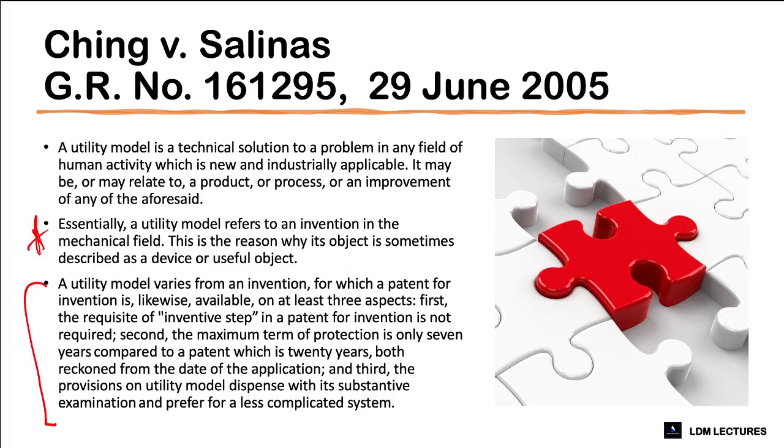At pangatlong difference nila, the provisions on utility model dispense with its substantive examination and prefer for a less complicated system. So sinabi na natin kanina yon, no? Na less rigorous. Kumbaga hindi ganoon kabusisi kapag utility model unlike a patent. So Supreme Court na mismo yung nagsabi niyan. So three aspects: ang utility model hindi kailangan ng inventive step. Ang pangalawang difference, ang patent protection ay 20 years, ang utility model ay 7 years lang. Pangatlong difference, ang patent mabusisi, ang utility model hindi mabusisi.